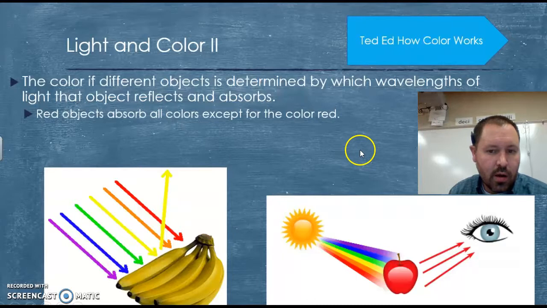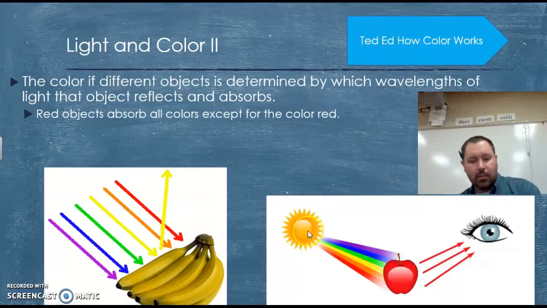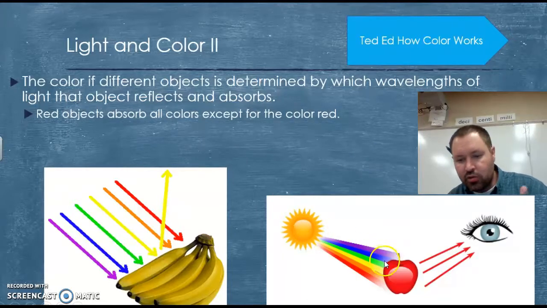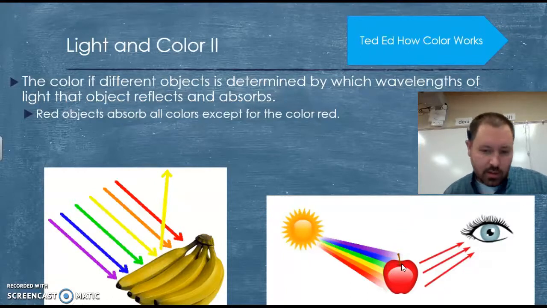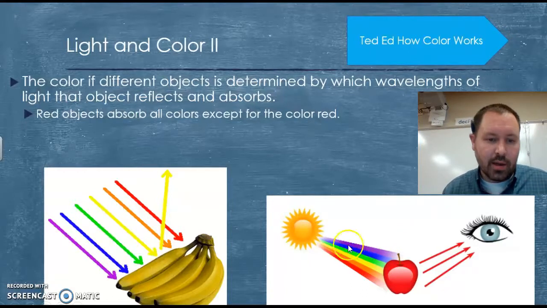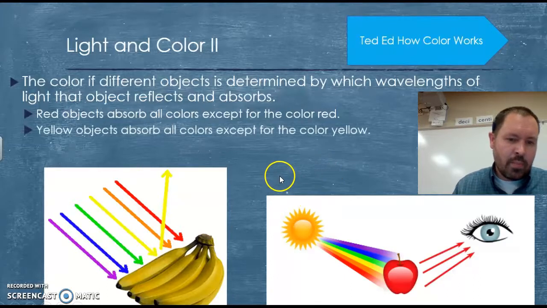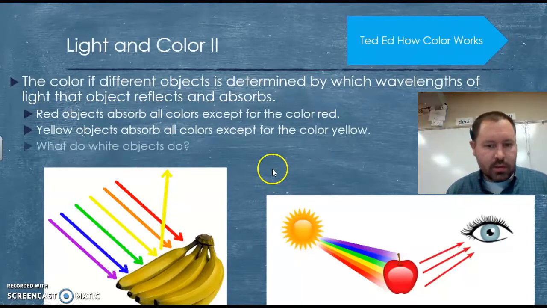Red objects absorb all the colors except for red. Take a look at this apple. Here's white light striking the apple, and what is reflected from the apple? The red frequency of light. So the red frequency of light is being reflected. So we look at the apple and we say, oh, it's red. Well, no, it's not. It's every color but red, which sounds kind of confusing. Yellow objects absorb all the colors except for yellow.